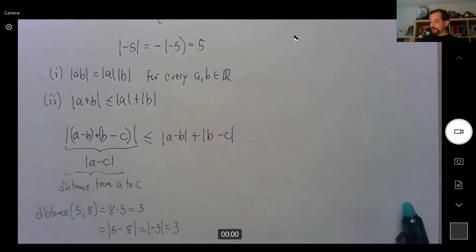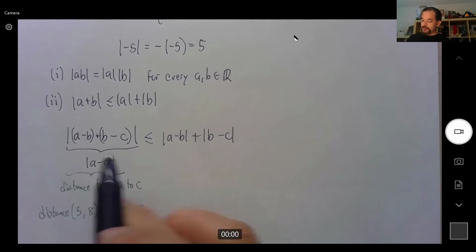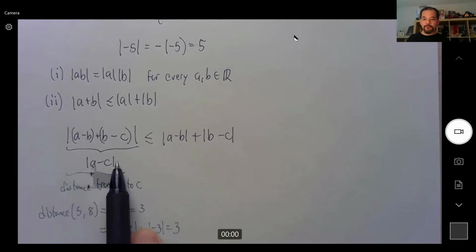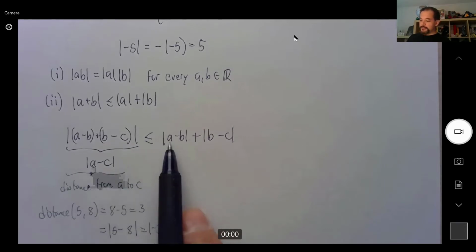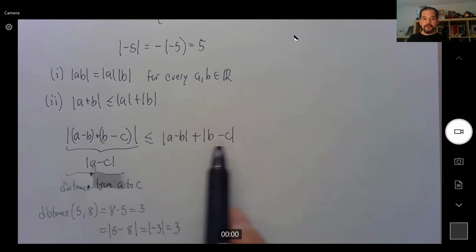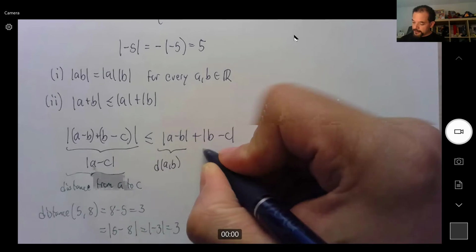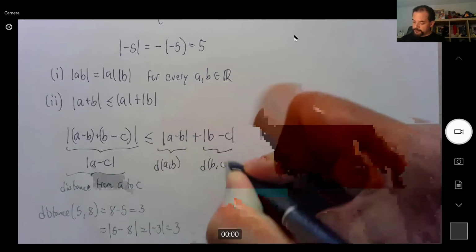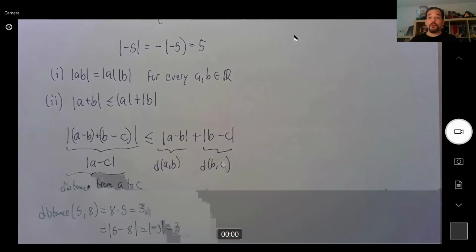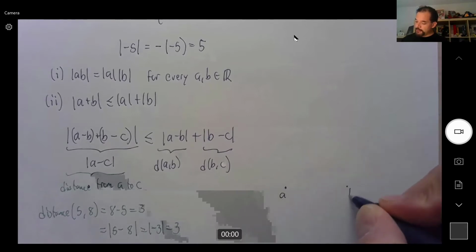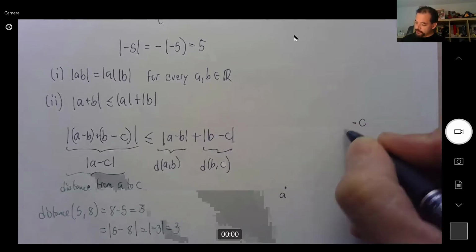And now this is why it's called the triangle inequality, because what this inequality is telling you is that the distance from A to C is smaller than the distance from A to B plus the distance from B to C, right? You can call this the distance from A to B, and this one the distance from B to C. And if you were to do that, not in the real line, but say in the plane with points, I could put A here and B and C and draw a triangle.